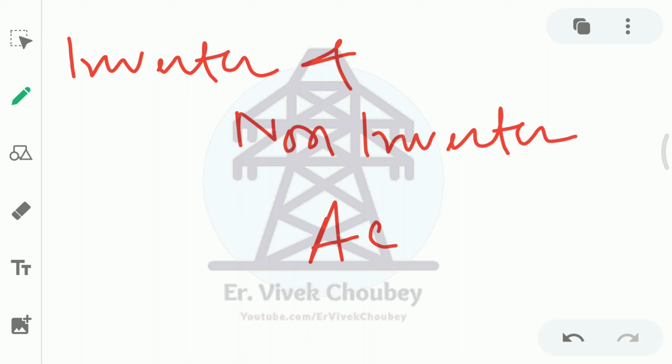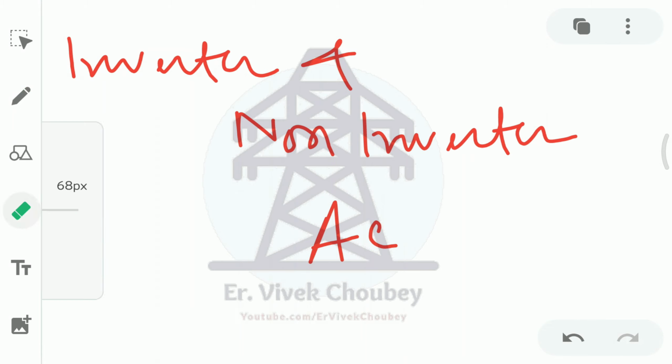We will see briefly how an AC works. Second, we will see where this inverter is required, like why this difference is there. Before we understand the difference, we need to understand the working of inverter and non-inverter AC and where this inverter is required. So these two things are very much important. And lastly, we will see the advantages and disadvantages of both types of AC.